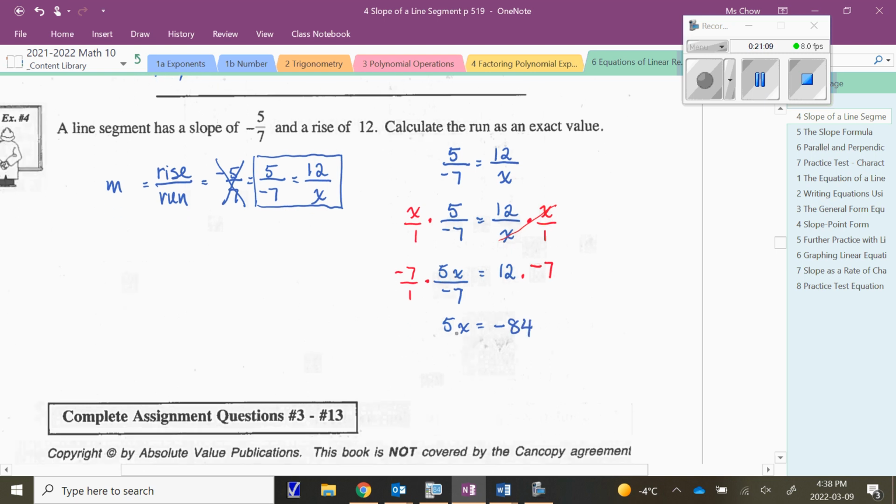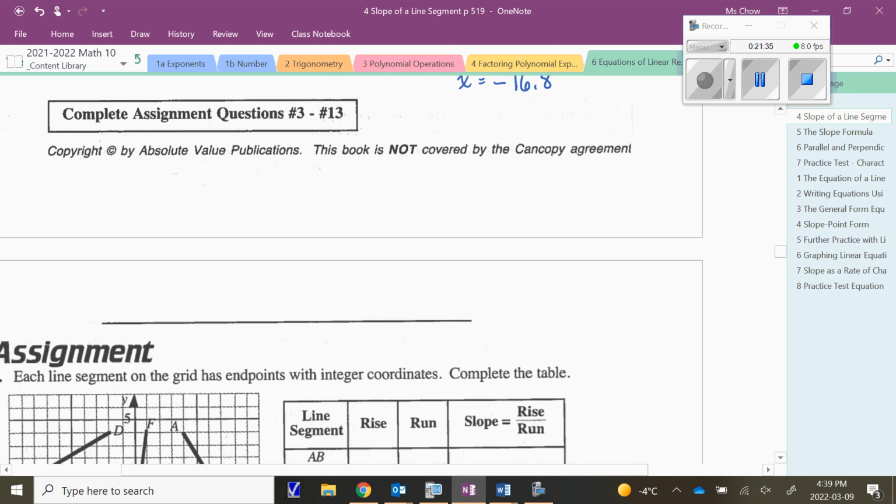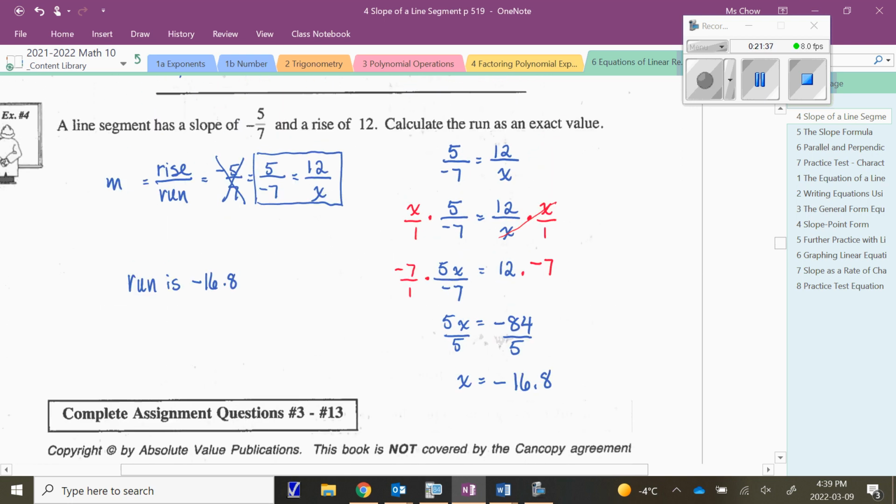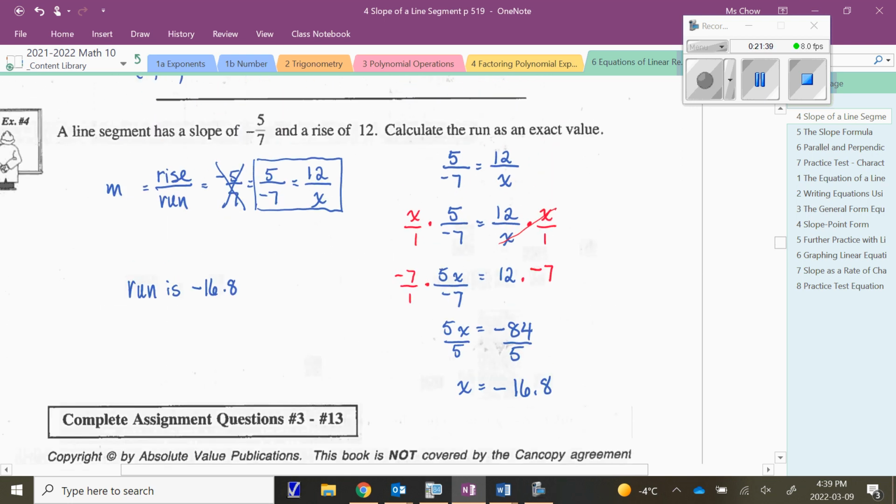And last step then is to divide both sides by 5, and x is equal to negative 16.8. So that gives us our run. So the run is, as an exact value, negative 16.8. Okay, great. So let me know if you have questions, and please complete the assigned work.